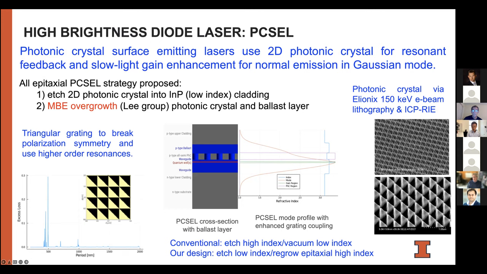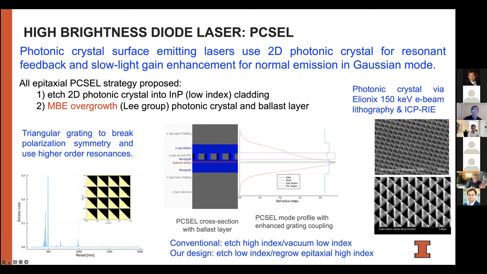And what we'd like to do is to take these and then overgrow higher index material such that we can create a cross-section like this, where the mode is essentially pulled up into the photonic crystal and hopefully thrown out the top. So this is a path that we think is promising for high brightness sources. And again, it represents a good example of when we combine our abilities, Larry and I, that we actually get a bigger bang for our buck.